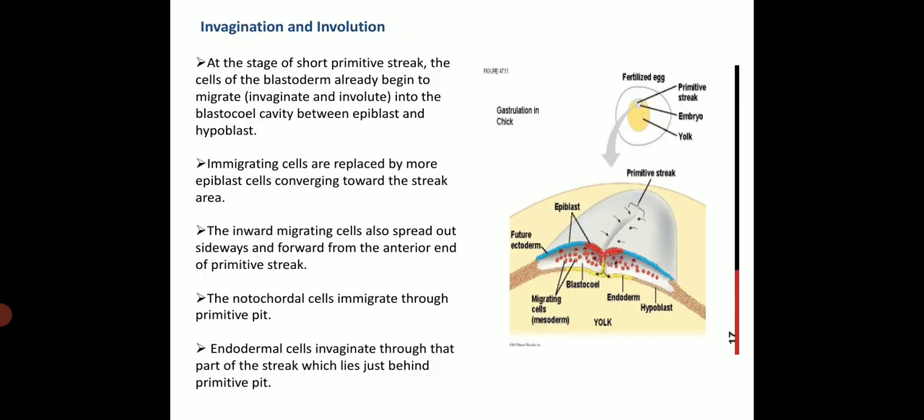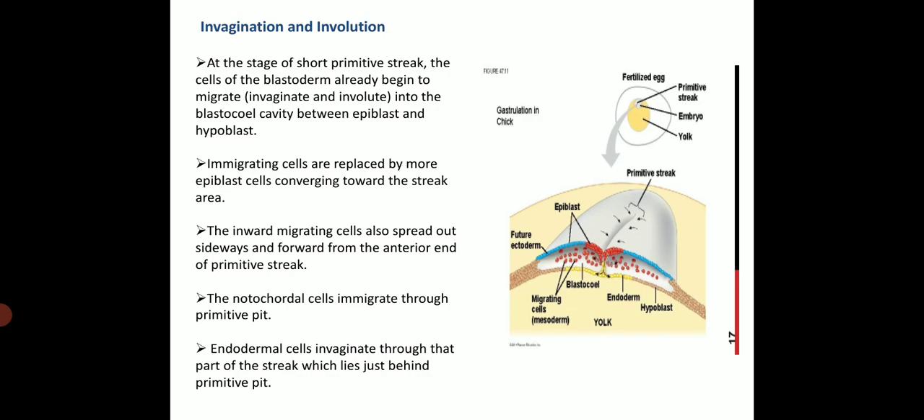Another two important processes, after the formation of all these, are invagination and involution. At the stage of the short primitive streak, the cells of the blastoderm, that is the outermost layer, begin to migrate into the blastocoel cavity, which lies between the epiblast and the hypoblast. Here you can see the red colored cells, which we call migrating cells. These immigrating cells are replaced by more epiblast cells.